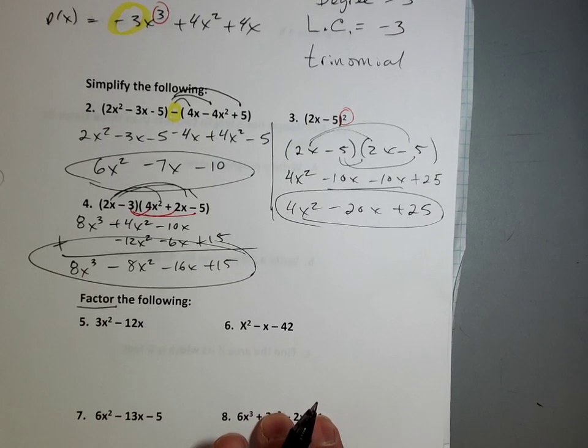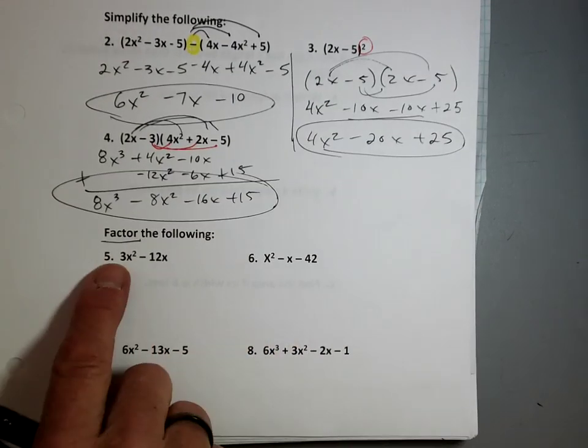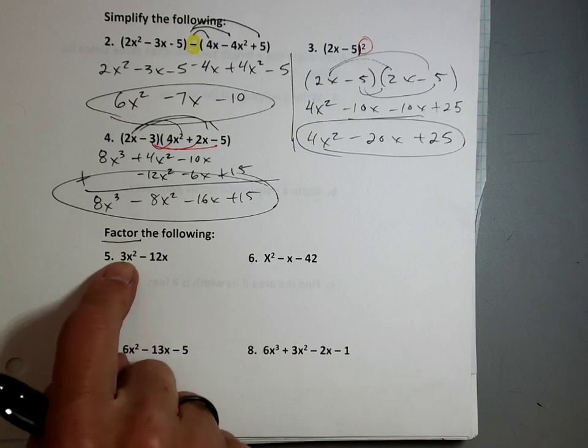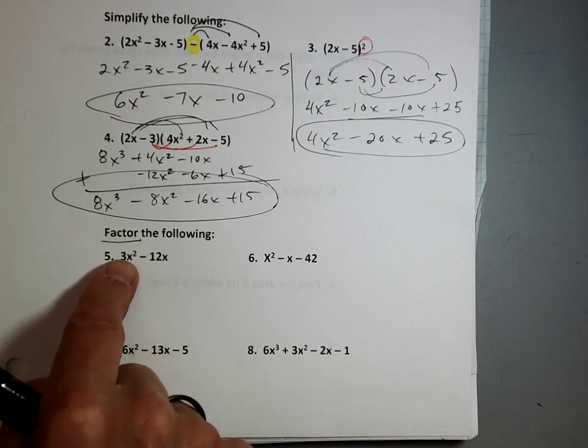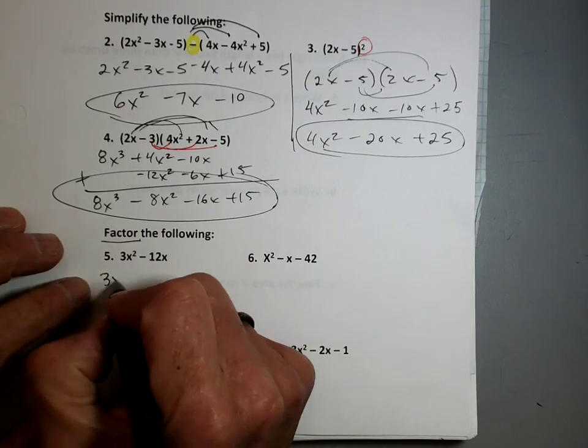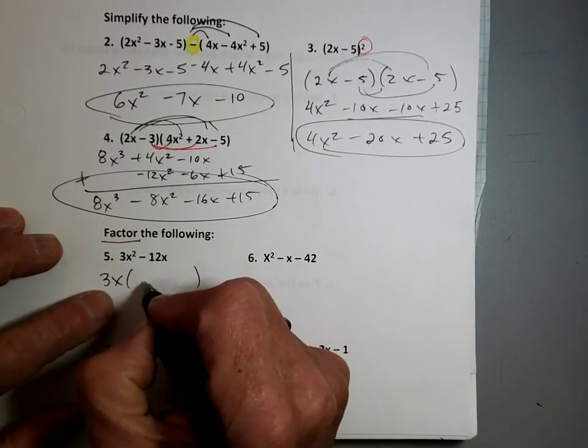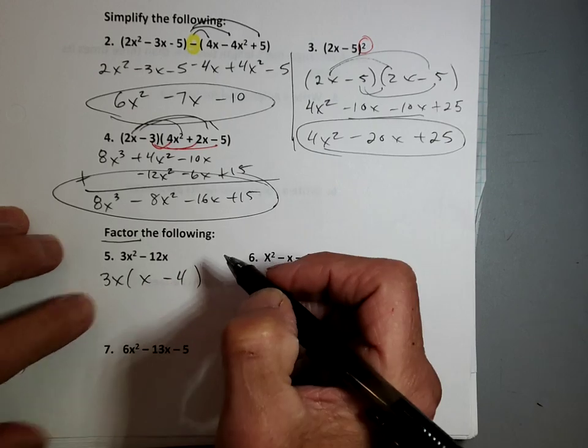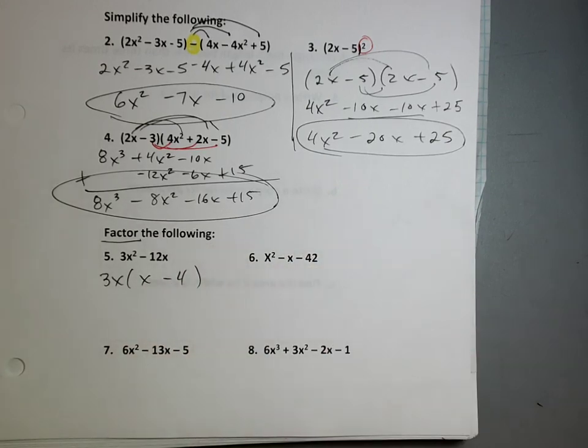Okay, right? Yeah. So number 5, and then always common factor first if you can, right? Remember me saying that? And I can common factor out of 3x, and I'll be left with an x minus 4. Done. That's all.